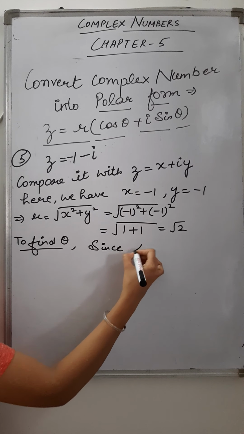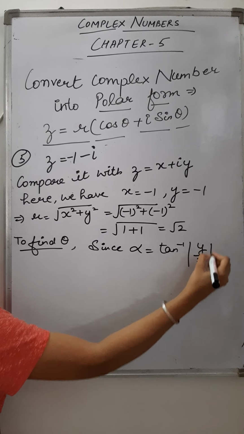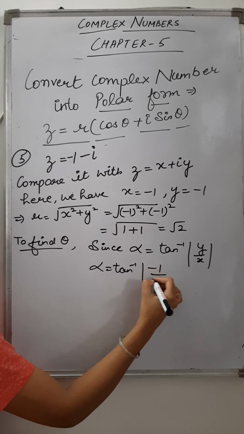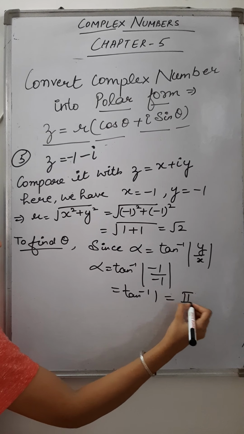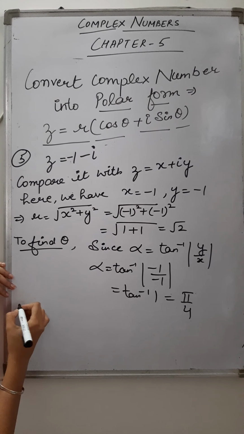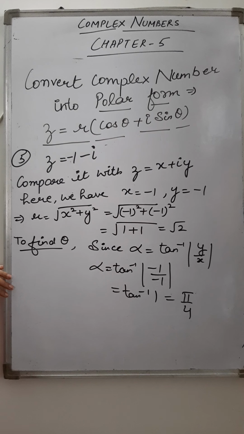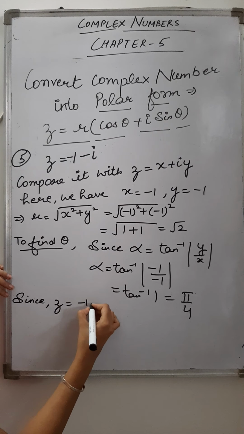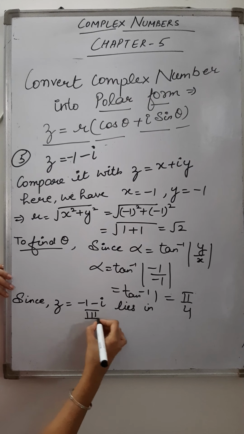since alpha is equals to tan inverse modulus y upon x, alpha is equals to tan inverse, both are negative, minus 1 upon minus 1 cancel out, tan inverse 1, same as last question, tan inverse 1 is equals to pi by 4. Now see, complex number lies in which quadrant? Here x is negative, y is also negative, both are negative, so z is equals to minus 1 minus iota lies in third quadrant.